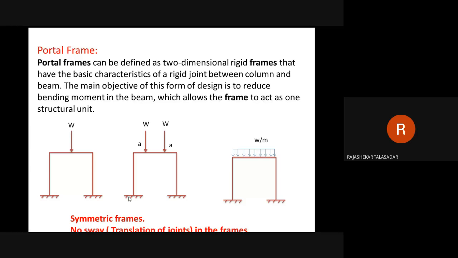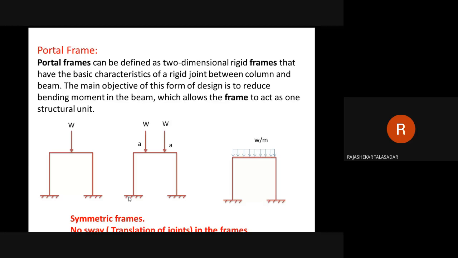And here there is no sway. Sway means the lateral movement of the frame. If the frame moves towards either left or right, or if one of the supports settles, then we call it sway or a translation or lateral movement. So there will be no translation of the joints or lateral movement of the joints. That is why we call them non-sway analysis.